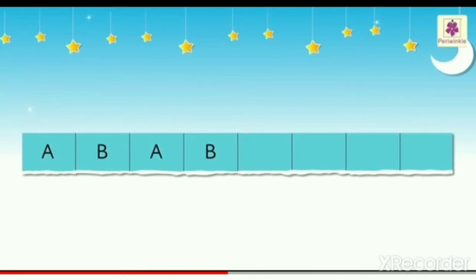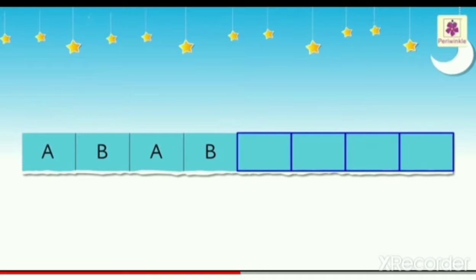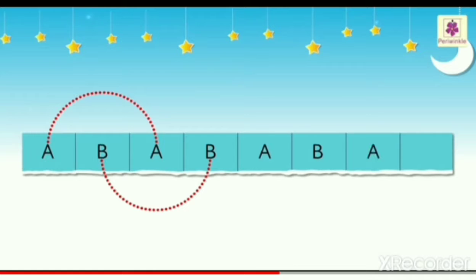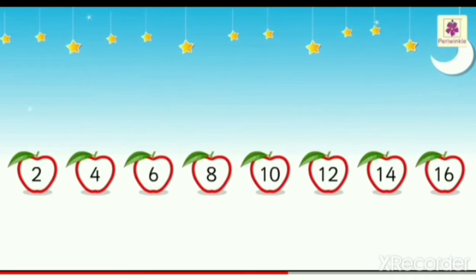Okay, now similarly we can see patterns in alphabets also. You can see here two alphabets A, B, which are here alternatively. A and B are written here alternatively, means first A, then B, then again A, then again B. So this is a pattern. So you can write the next alphabet will be A, then again B, then again A, and then again B. So this is again a pattern.